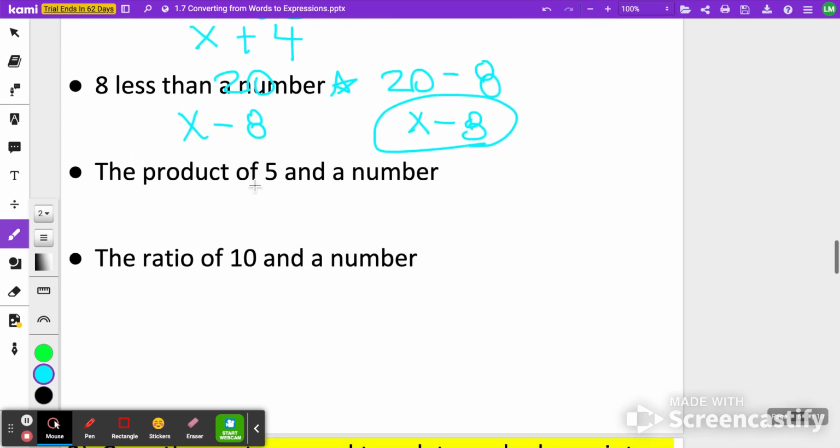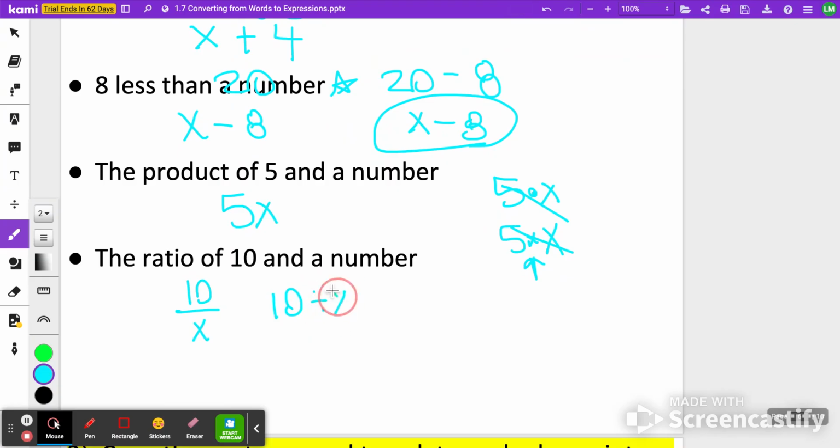Okay. The product of 5 and a number, the best way to write that would just be 5x. Before, you might have been told to do 5 dot x or 5 times x, but this even looks too complicated, so we're just going to go with the simple version of 5x. And then the ratio of 10 and a number, you can write 10 over x, or you can say 10 divided by x.